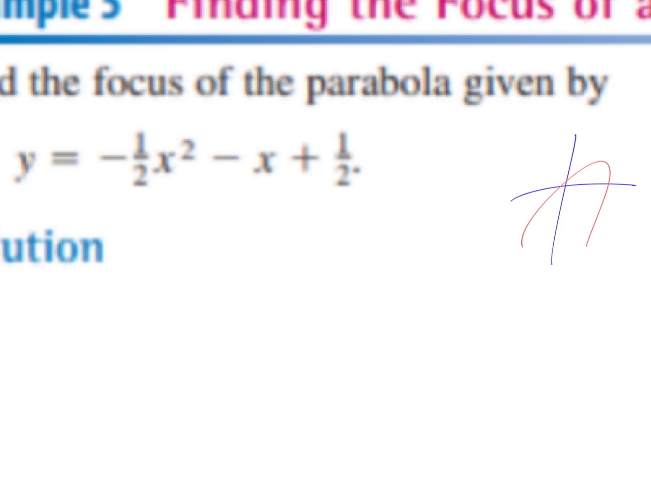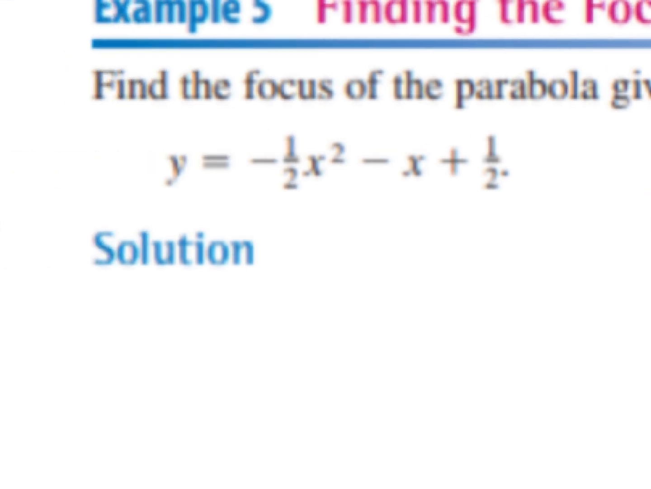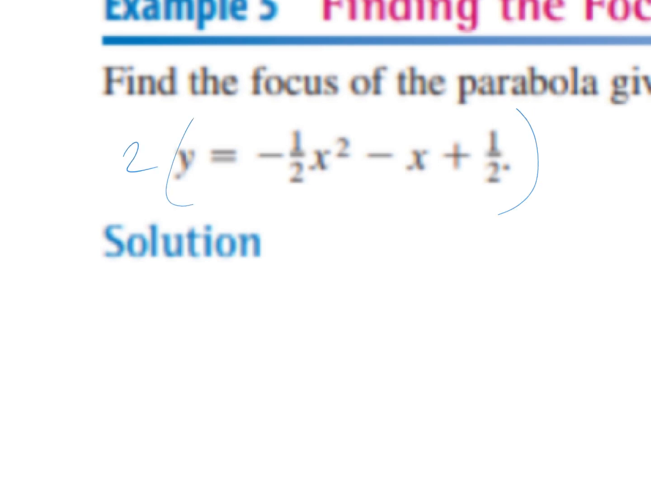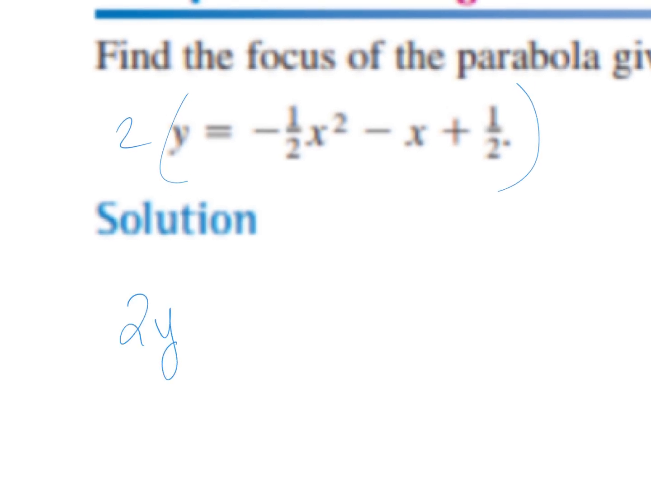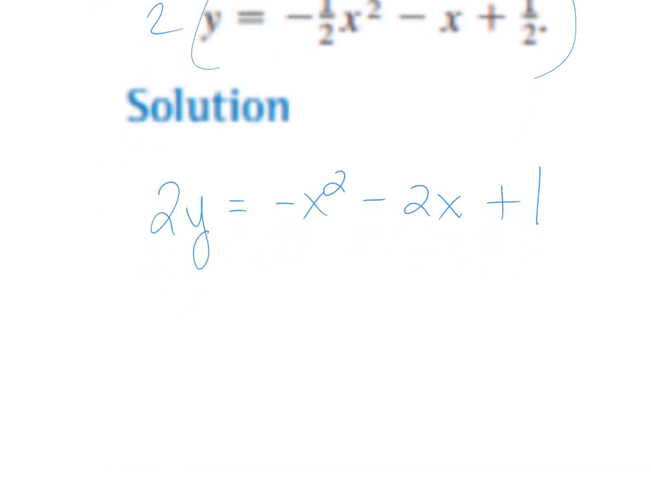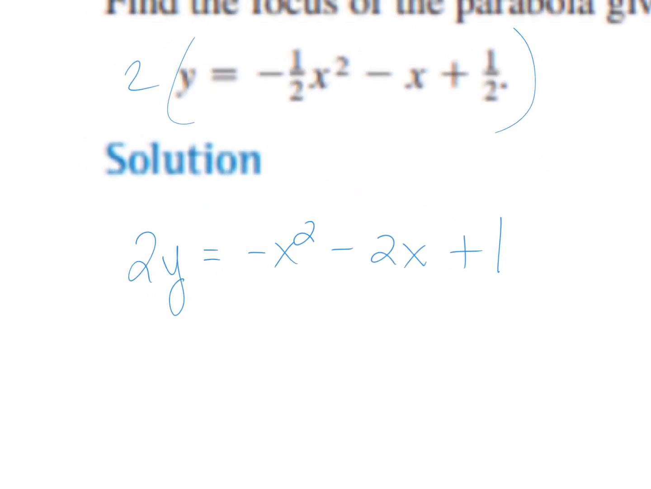Now, what could we do? First of all, how many of us are like, yes, fractions, I just love them? Nobody. How can I get rid of all these fractions? I'm going to multiply the whole thing by what number? 2. All right, so let's go through and multiply everything. So I have 2y equals negative x squared minus 2x plus 1. Everybody agree? Well, you told me, guys, that this was an x squared parabola. So that means my x's should be on which side of my equation? Right? I want it to model. You guys just told me this was an x squared, which I totally agree with. So we got to get this in standard form.